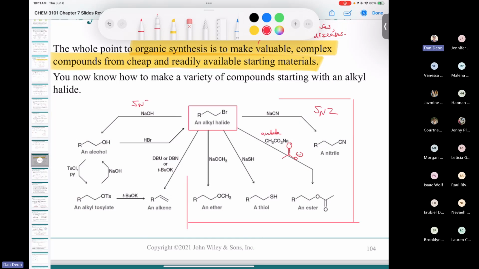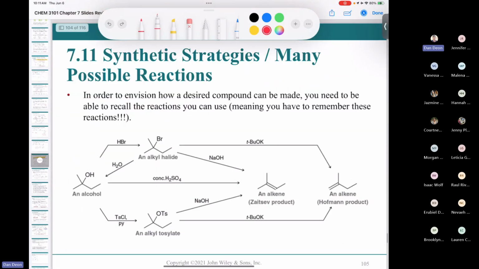This one here is also an SN2 reaction, by treating a primary alkyl halide with sodium hydroxide. Then we said you could treat it with HBr, converting the poor leaving group into a good leaving group. We said you can take the alcohol and convert it into a tosylate. You could treat the tosylate with a hindered base, a poor nucleophile, so you're only going to get elimination. We said you could take the primary alkyl halide, treat it with a strong base, poor nucleophile, and get elimination. So we learned a whole bunch of different reactions you could do with a primary alkyl halide.